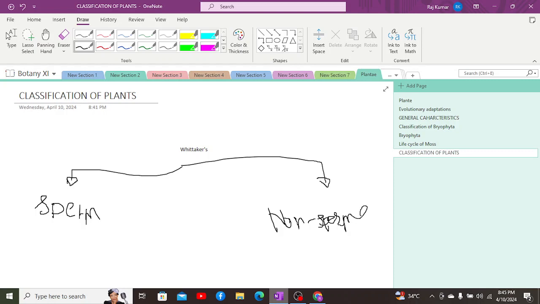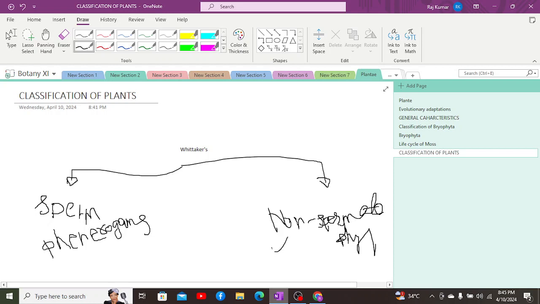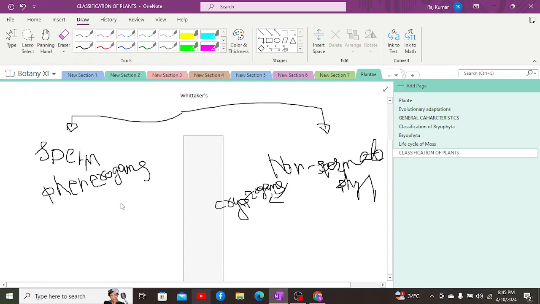The spermatophytes are also called phanerogames, and the non-spermatophytes are called cryptogames. After that, we have further classification of these groups. Spermatophytes are those which have the capability of producing seeds, and non-spermatophytes are those which do not produce seeds.